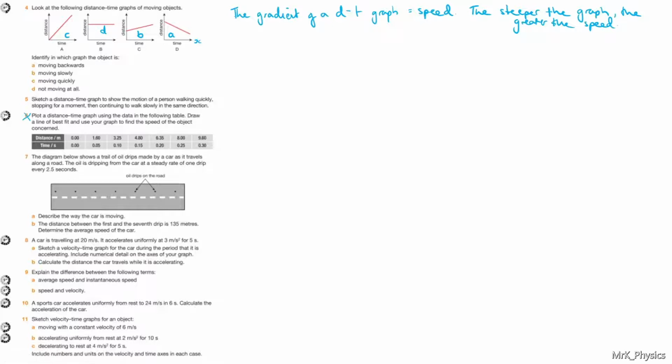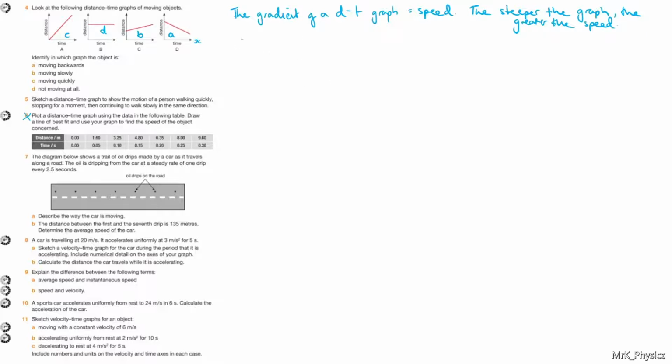Number 5, sketch graph. Sketch a distance time graph to show the motion of a person walking quickly, stopping for a moment, then continuing to walk slowly in the same direction. Here we're just really going to put together all these different things. Remember, C was moving quickly, D was stopping or not moving at all or being stationary, and C over here was, did I do that right? Did I say A, B, C, or did I use blue letters? Not sure. But you know the idea, that's moving quickly, that's stationary, and that's moving less quickly, because it's shallower.